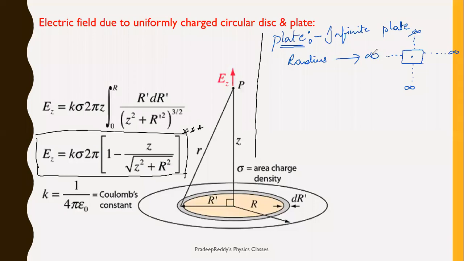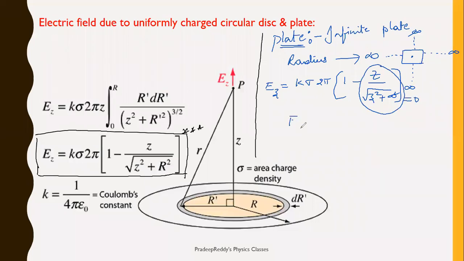So that infinite value I'll substitute in this equation. So what do you get? Ez is equal to k sigma 2 pi into 1 minus z. Z is the point where you are calculating the field due to this infinite plate. And what about this r square? In the total term here, we have z square plus infinity whole square, right? Now this is infinity. Something divided by infinity is 0. This total term tends to become 0 because in the denominator we have infinity.